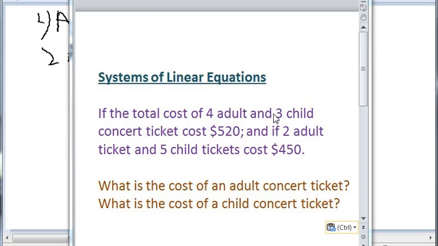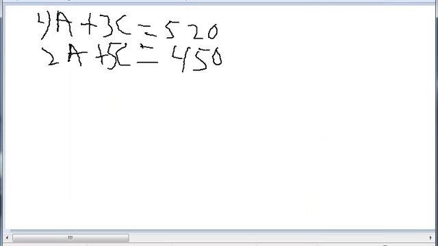So in order to do that, we need to set up our system of linear equations. For the first part of the question, 4 adult plus 3 child is equal to 520. That will be our first equation. The second equation would become 2 adult plus 5 child is equal to 450. Now, in order to solve this system, we need to eliminate one of the variables.